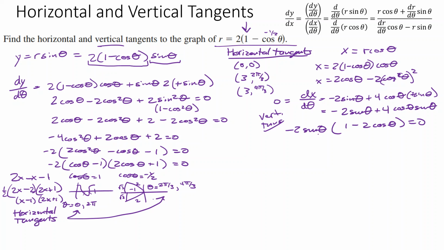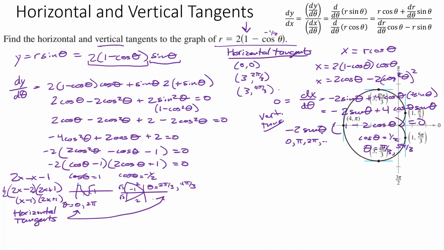All right, so that'll happen when sine equals 0. So we're going to get 0 and pi and 2 pi and so on. And then this other factor is going to happen when cosine of theta equals 1/2, which happens in the first quadrant at pi over 3, and in the fourth quadrant at 5 pi over 3.